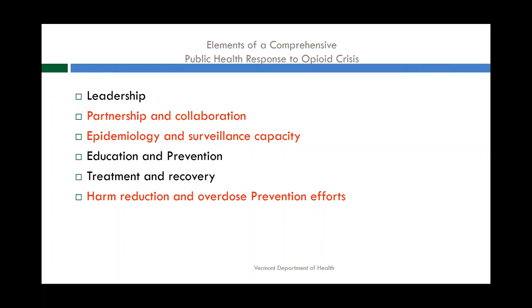Our commissioner recently published a journal article that talked about six compelling ways that we can begin to leverage resources and policy to try to address the opioid epidemic. The six-pronged approach focuses on leadership, partnership and collaboration, epidemiology and surveillance capacity, education and prevention, treatment and recovery, harm reduction, and overdose prevention efforts. So today, given the time that we have, and also wanting to keep you all awake and not bore you, I'm going to focus on just three prongs of the approaches that we have taken here in Vermont that might be relevant to you.